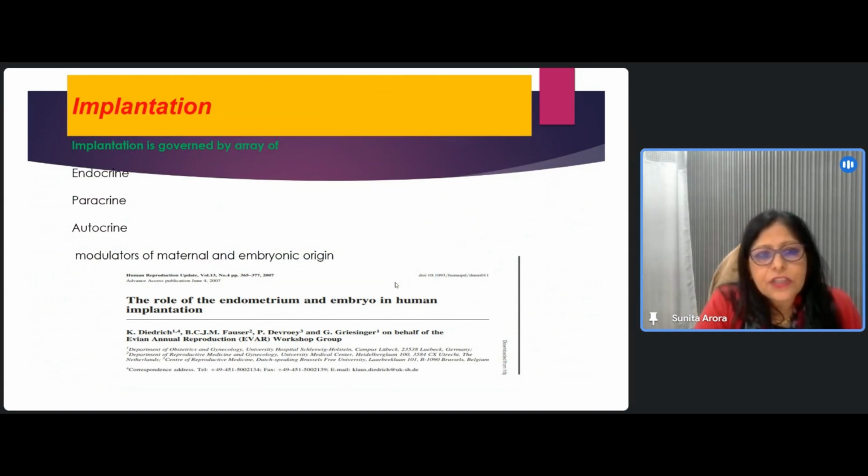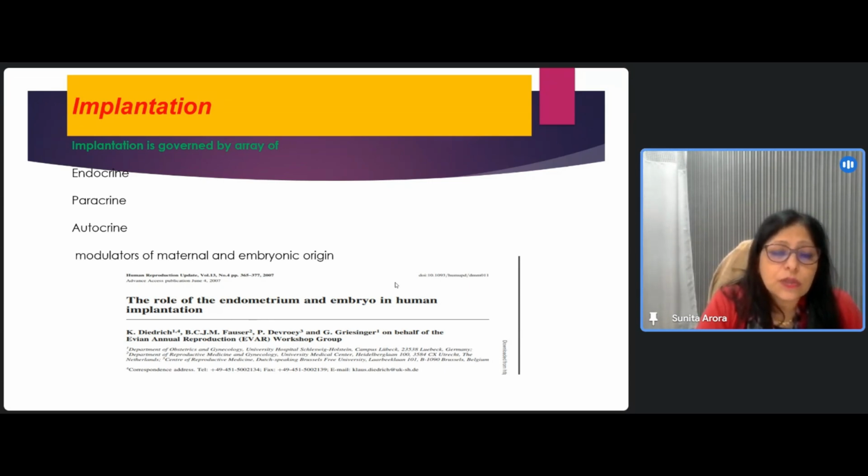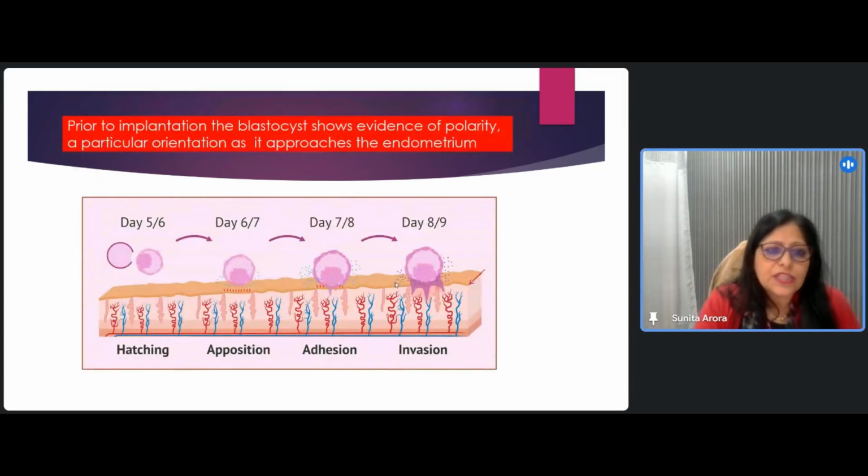So when we talk about implantation, it's not that the embryo goes there and just sticks there. If we go to the electron microscopy level, and try to learn the endocrinology behind this, implantation is actually governed by an array of endocrine, paracrine, autocrine modulators of both maternal and embryonic origin. There is a crosstalk between the embryo and the endometrium, and it's not that simple when it comes to implantation. Prior to implantation, on day 5, day 6, the embryo hatching happens. And after that, there are certain stages.